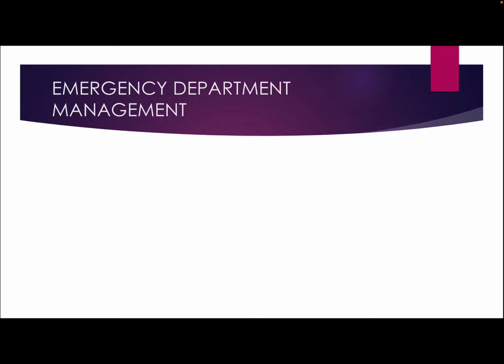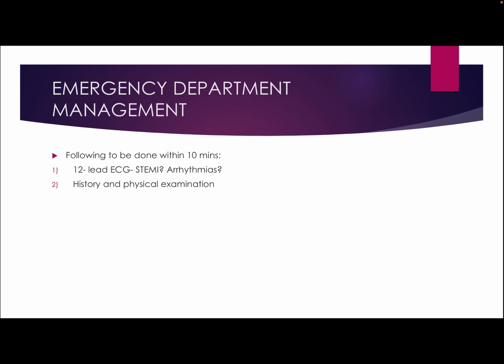Now, what is the emergency department management for a patient with suspected ACS? We have to do a set of things as soon as possible, ideally within 10 minutes. First, take a 12 lead ECG. You want to know if it is an ST elevation MI, you want to know if there are any arrhythmias. Take their history and physical examination. Give them aspirin 325 mg to be chewed.